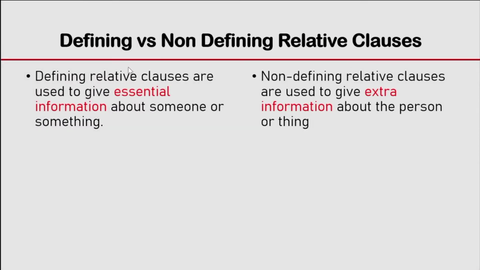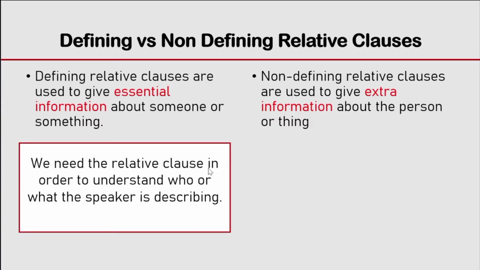Now let's look at defining and non-defining relative clauses. Defining relative clauses are used to give essential information about someone or something, while non-defining relative clauses are used to give extra information about the person or the thing. So the difference here: a defining relative clause gives essential information, but a non-defining one gives extra information. This gives extra information. This gives essential or important information.